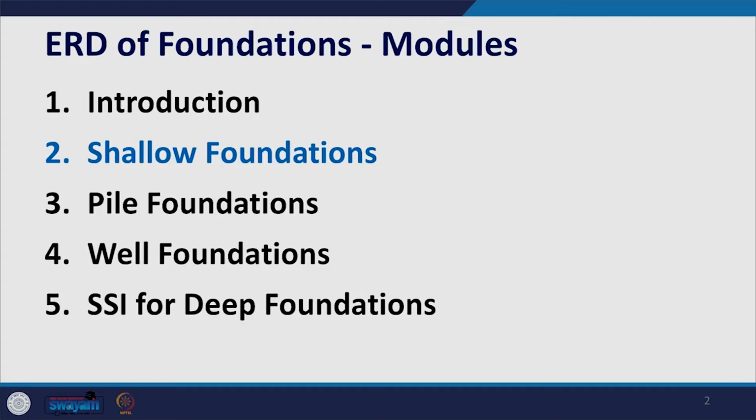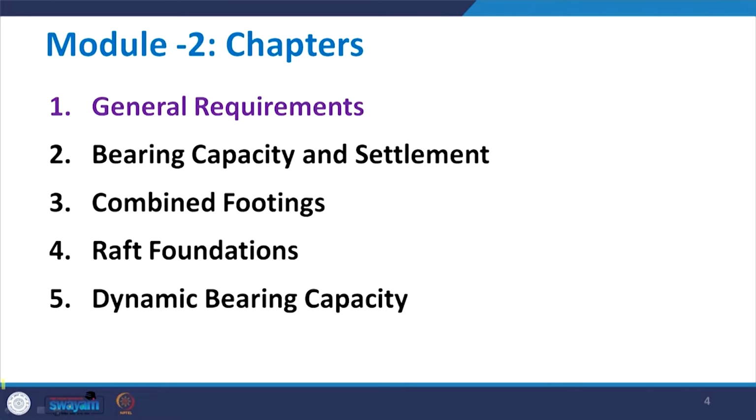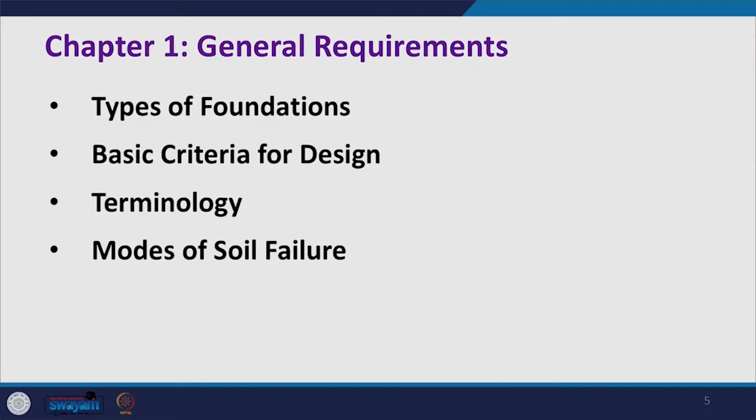Today we are going to start the second module, which is on the shallow foundations, and this module will have 5 chapters which are shown in the slide here. First of all, general requirements, bearing capacity and settlement, combined footings, raft foundations, and dynamic bearing capacity. So, today we are going to talk about the first chapter of this module, that is the general requirements. And under the general requirements, first thing, types of foundations, basic criteria for design, terminology, and modes of soil failure. So, these will be discussed under this chapter 1 of the module 2.